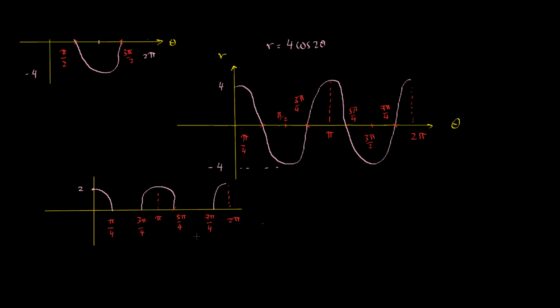Okay, so now let me have a table to record all these values. So we have theta and we have r. So when theta is equal to 0, we have r is equal to 2. When theta is equal to pi over 4, r is equal to 0. And then when we have 3 pi over 4, we have 0.